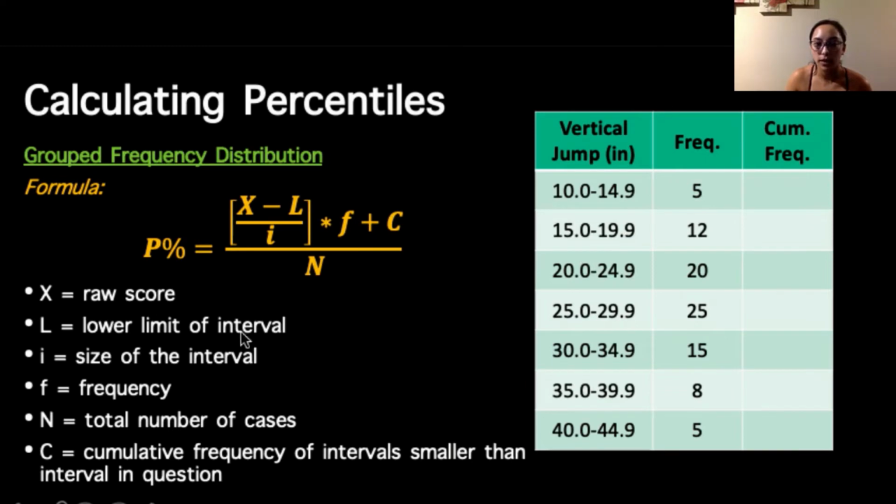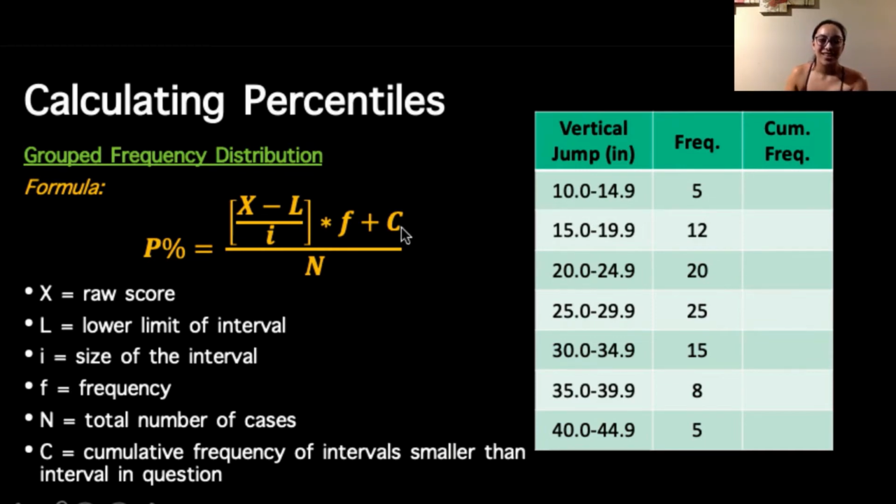L is the lower limit of the interval, so that would be the first value that you see in each group. F in our formula represents the frequency that occurs for that group. So if we wanted a value that was between 15 and 19.9, the frequency for that group is 12.